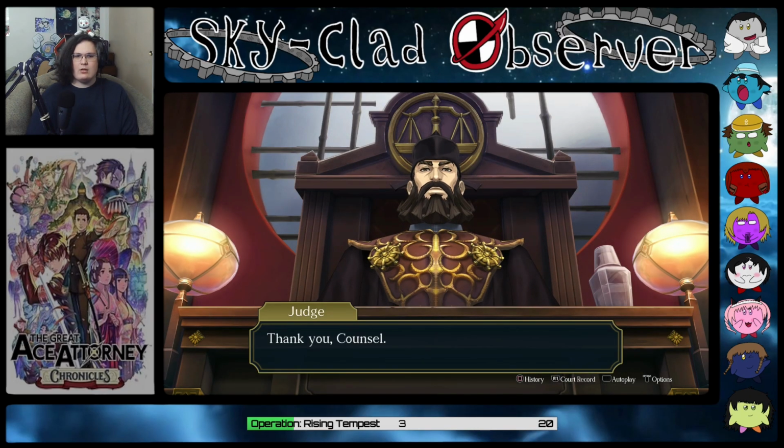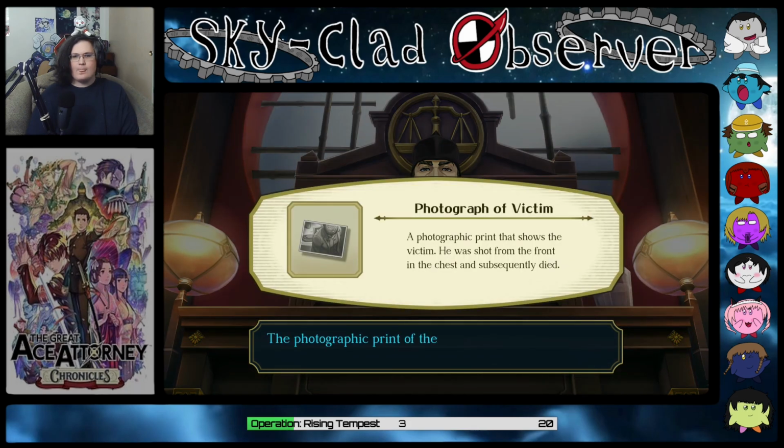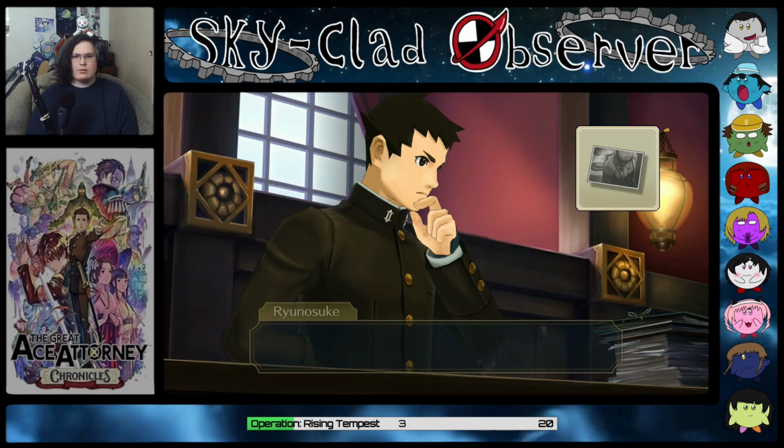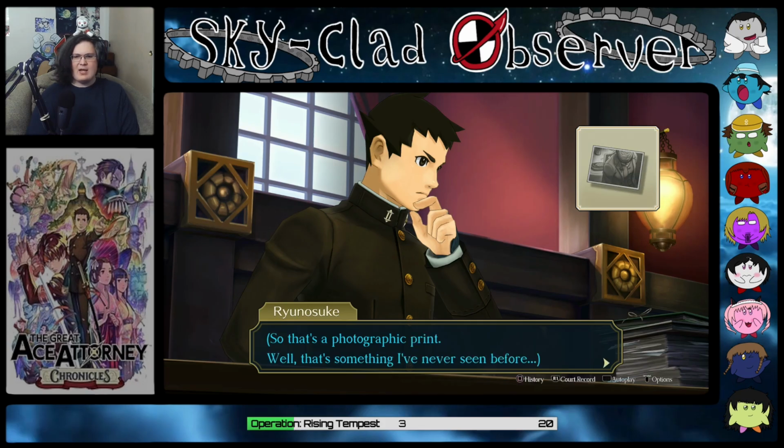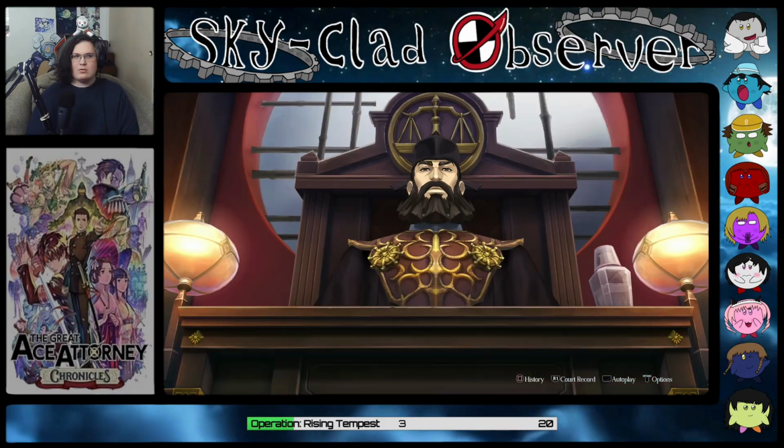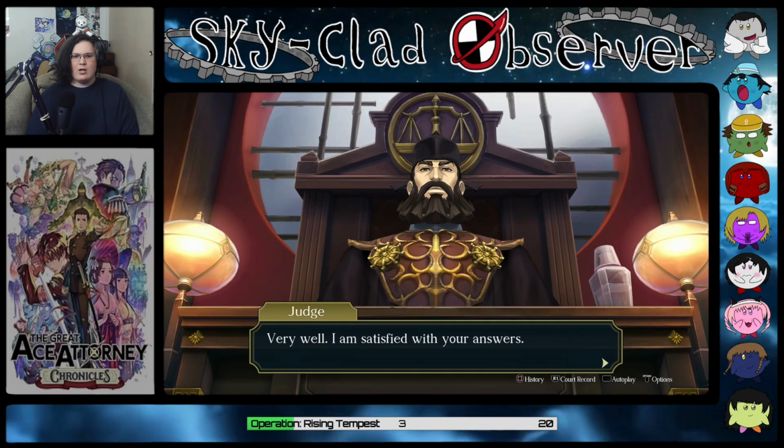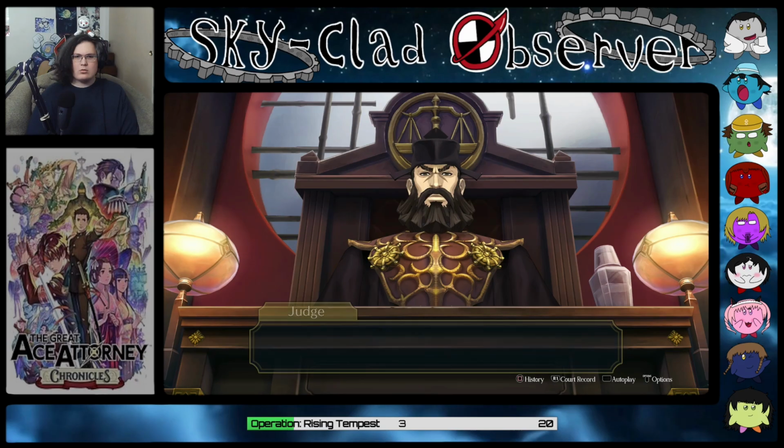Okay. Thank you, counsel. The court will accept this modern scientific evidence into the record. Photographic print that shows the victim who was shot from the front in the chest and subsequently died. Okay. So that's a photographic print. Well, that's something I've never seen before. It's clearly superior to a drawing. The detail is incredible. Very well, I am satisfied with your answers. Let us start the trial.